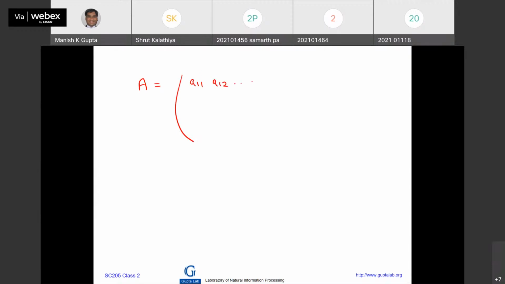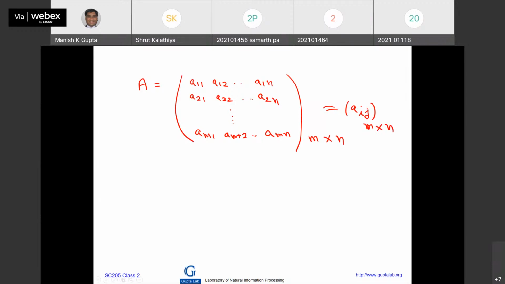A11, A12, A1n, and A21, A22, A2n, Am1, Am2, Amn. This is m rows, n columns, and normally we write it like Aij, m cross n, right? This is a matrix.